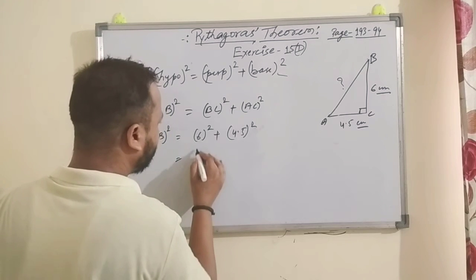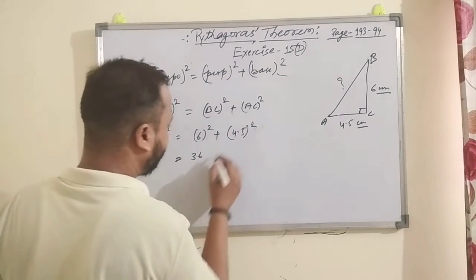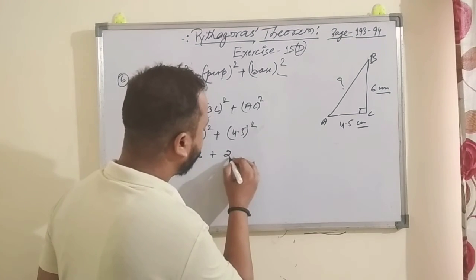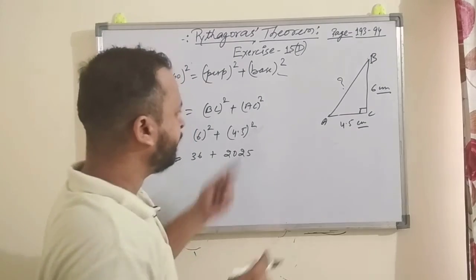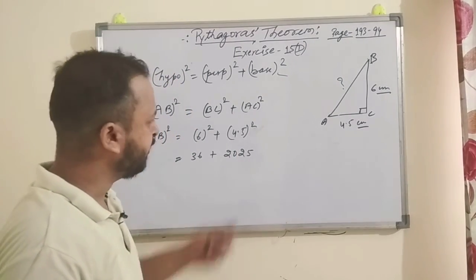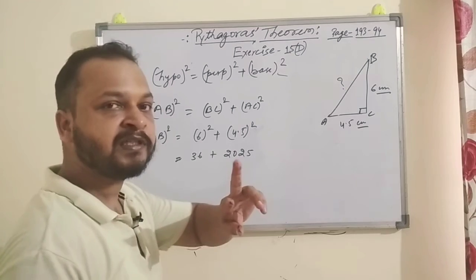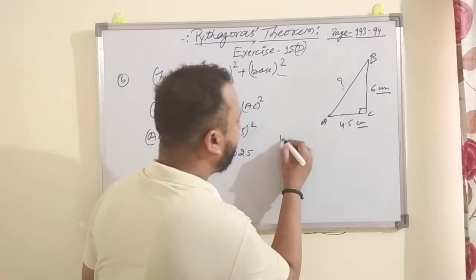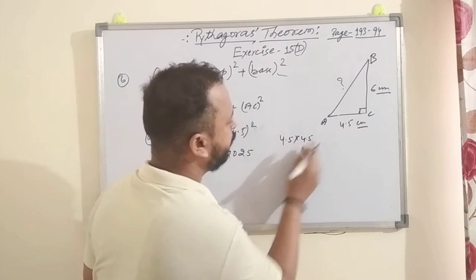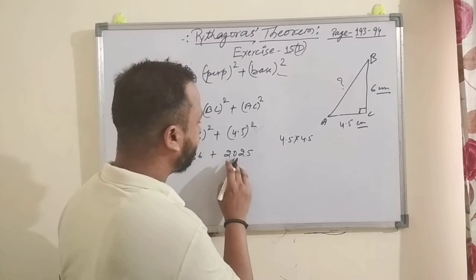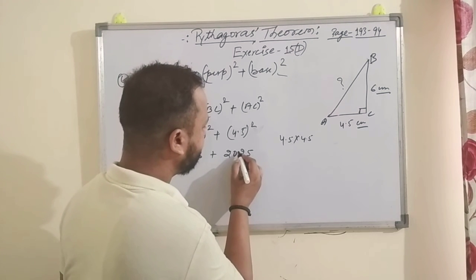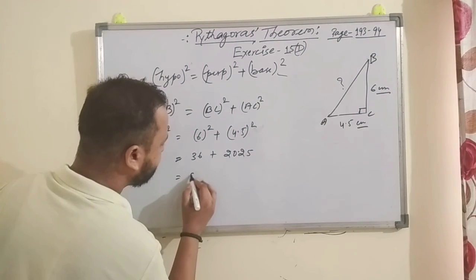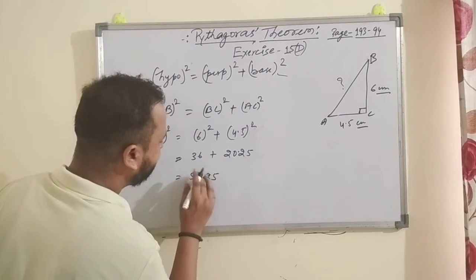Just square them. So 6 square is 36 and 4.5 square means the square of 45. The square of 45 is what? 25. And if you multiply 4.5 into 4.5, the square of any number is the number written 2 times, right? So 4.5 into 4.5. Here you have 2 decimal places, 1 and 2. So just put the decimal point after counting 2 decimal places. So this is the value of 4.5 square. Just add them. This is 56.25, right?